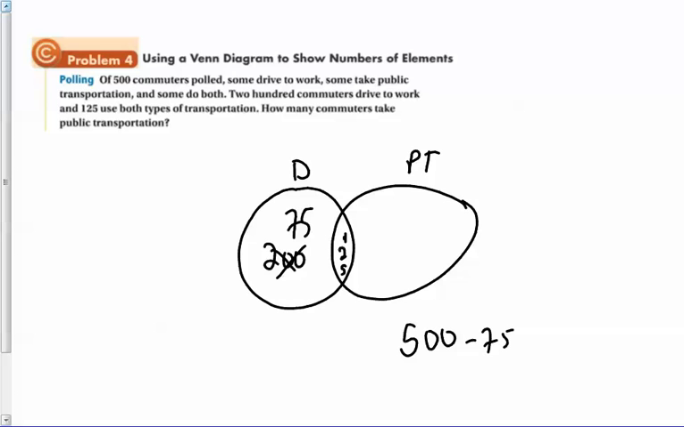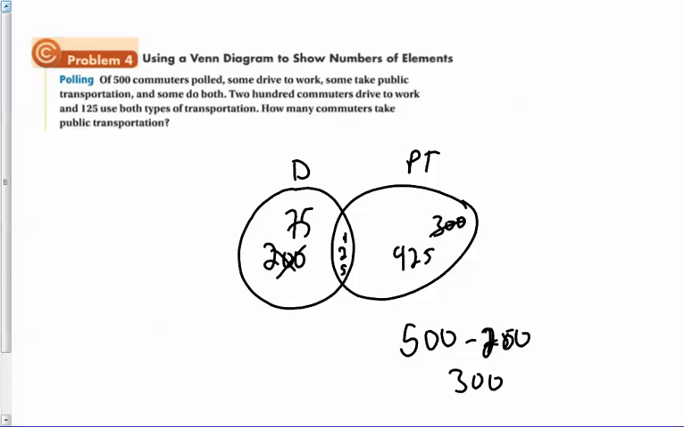actually, correction. We don't take away the 75. We'll take away the 200. It leaves us with 300. It'd be really easy to say, oh, well, 300 go in here. But that's not true, because of that 300 that take public transportation, 125 do both. So if I take 125 away from 300, excuse me, if I take 300 plus 125, that leaves me with 425 people.